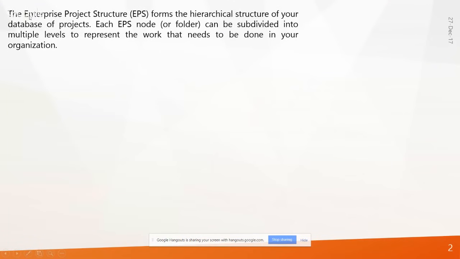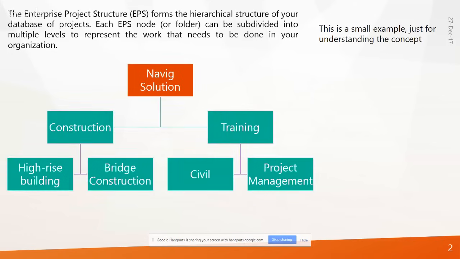The definition says the EPS, or enterprise project structure, forms the hierarchical structure of your database of projects. Each EPS node or folder can be subdivided into multiple levels to represent the work that needs to be done in your organization, right? So here is a visual representation for an EPS.